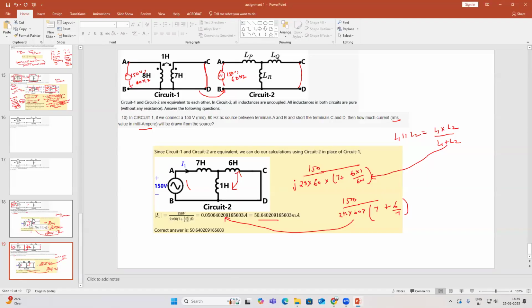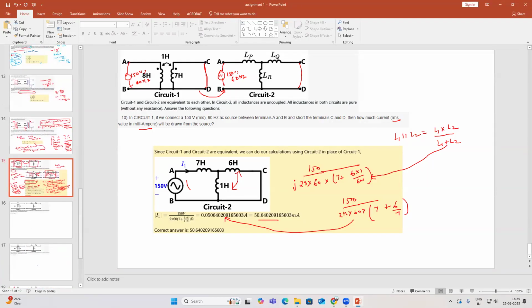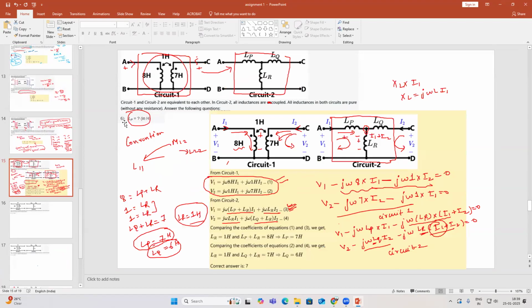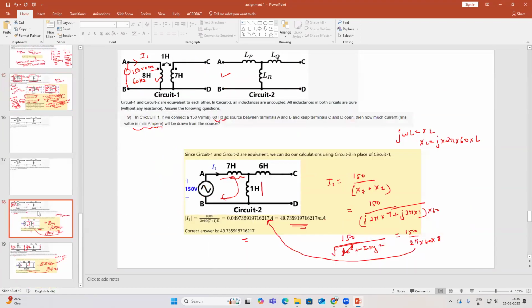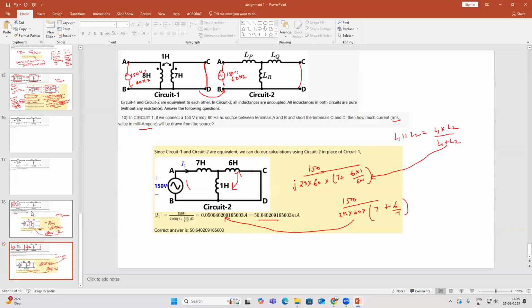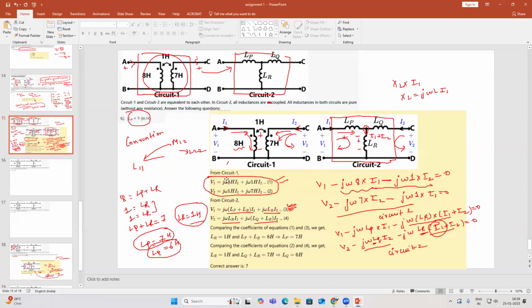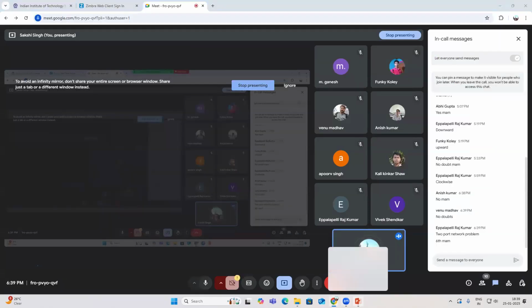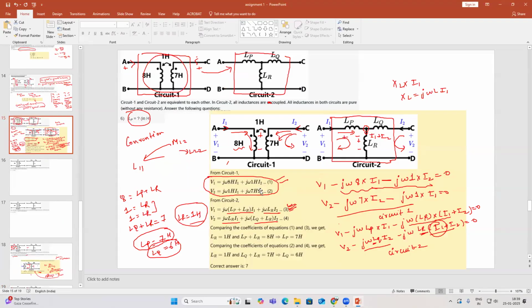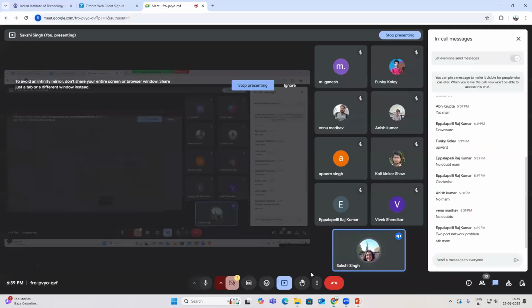In the two-port network problem, which question do you mean? This is the sixth question. Sixth question, or the last two questions, ninth or tenth? Which question do you have a doubt in? Can you specify? Sixth. Okay, so in the sixth question, what is your doubt? Is your doubt in the KVL equations? What is your doubt there in the KVL equations? Should I repeat it?